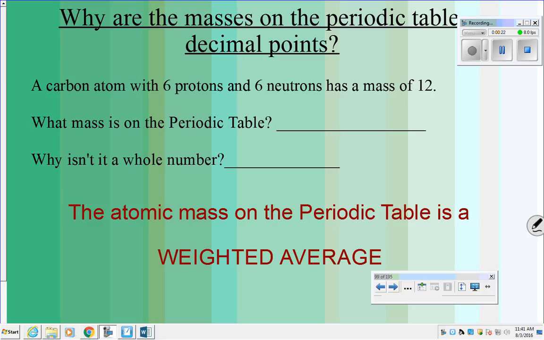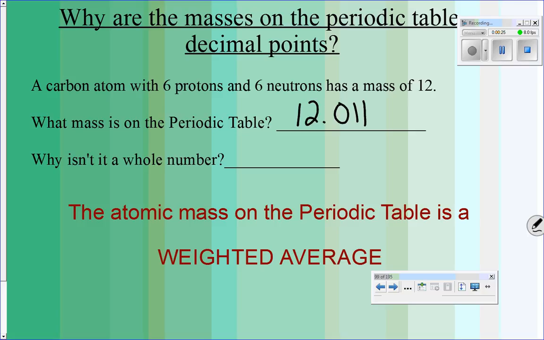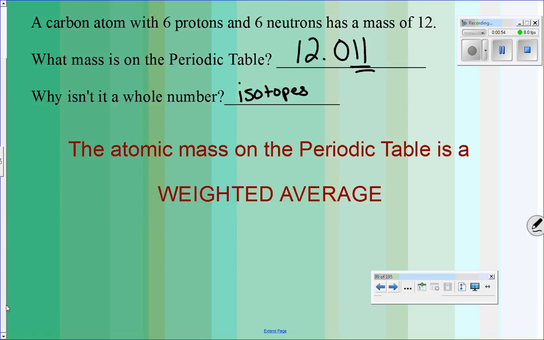If you look at the periodic table, you see this. So why isn't it just an even 12? Now, the most common guess is, oh, they added the electrons in. Well, electrons are so small that they're really not even affecting these decimal places because they're so tiny. So this actually isn't a whole number because it's actually representing different isotopes.